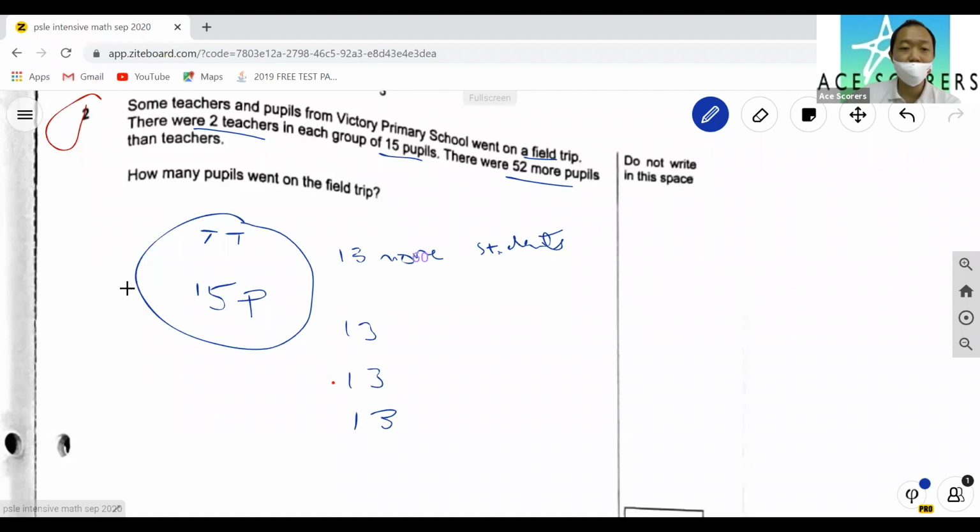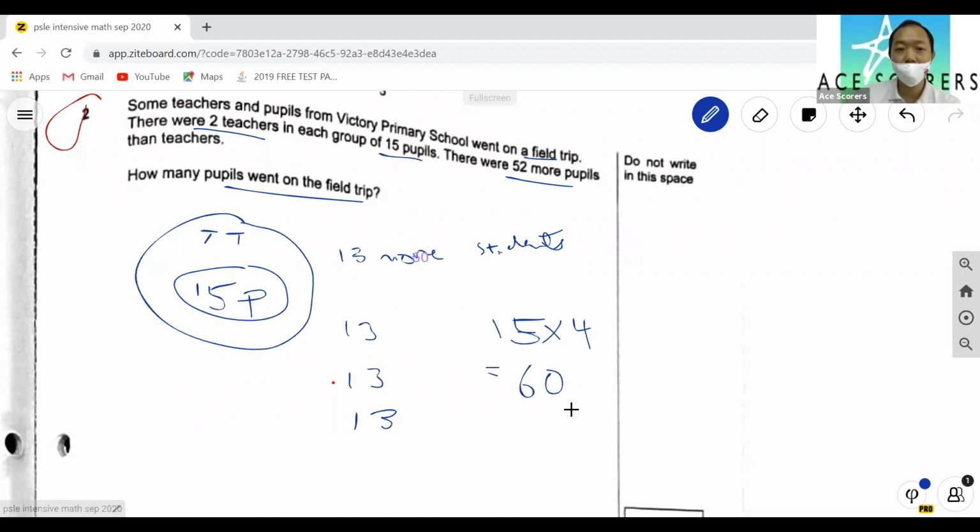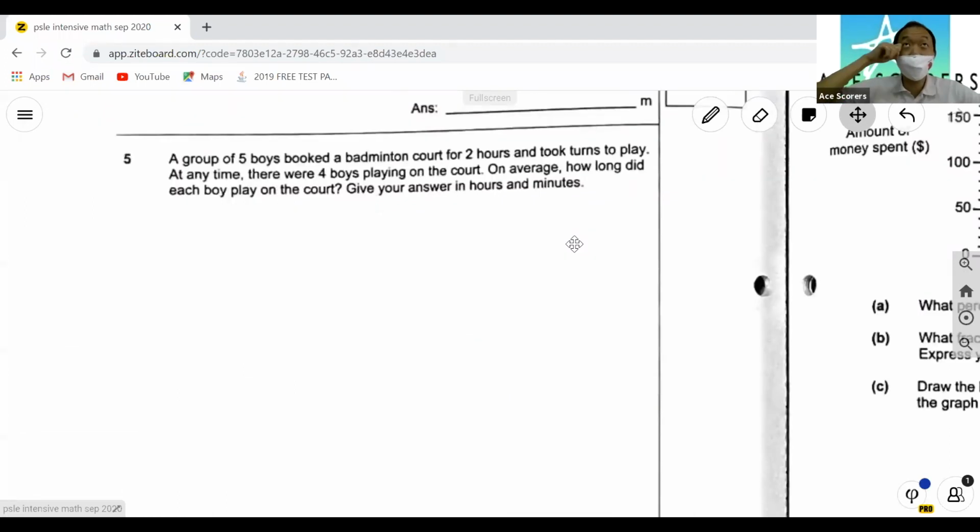Since there are 4 groups, the question is how many pupils went. In one group there are 15 pupils, and we have 4 groups, so 4 times 15 equals 60. So 60 people, that's it. Done. This is very tricky and a bit hard to look at.